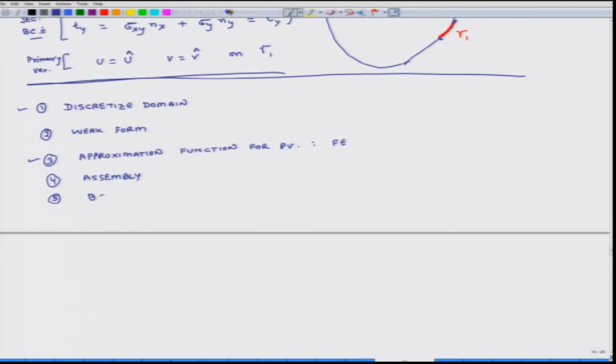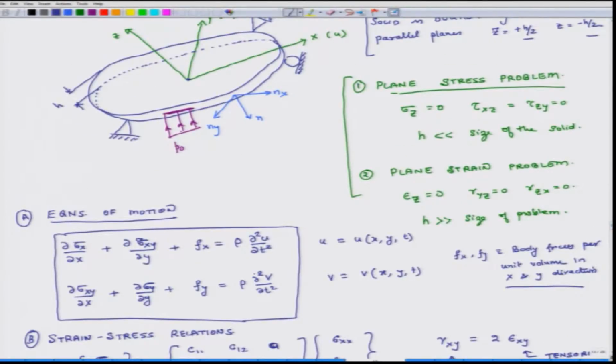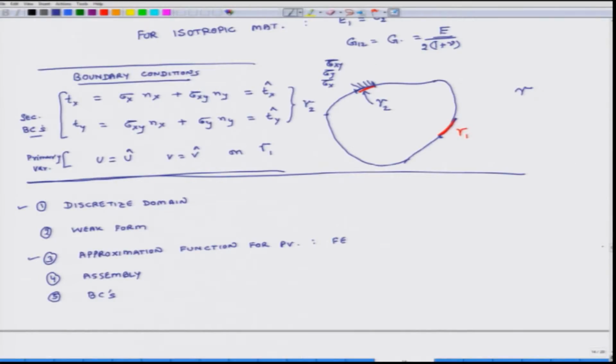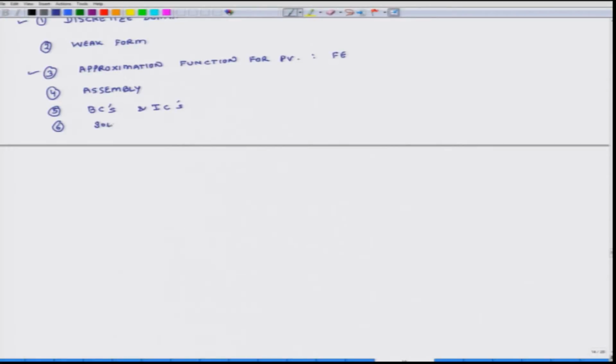Then we apply boundary conditions. Now, in this case, is it just boundary conditions? Here I am also including time effects, right. If it is a dynamic problem, I have to apply boundary conditions as well as initial conditions. The sixth step is we solve, and seventh is we post process the data to compute whatever entities we are interested in, strains, stresses, whatever, moments.